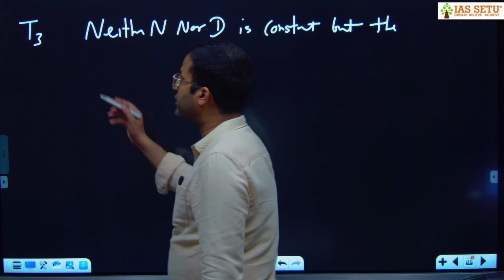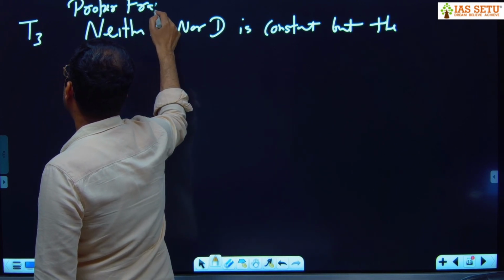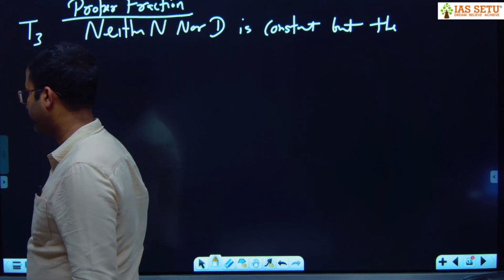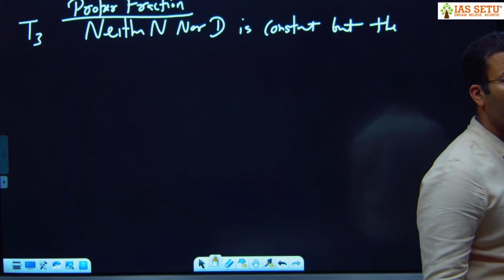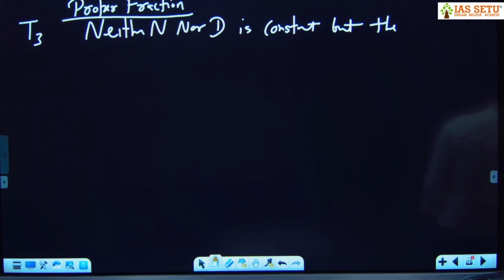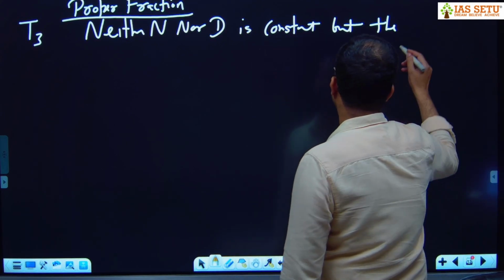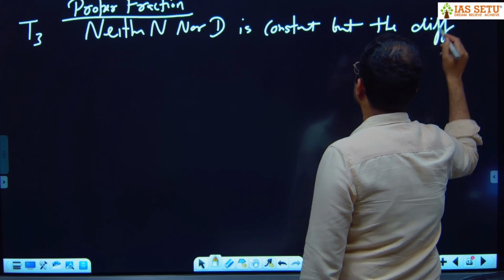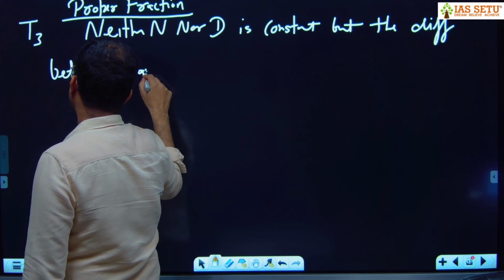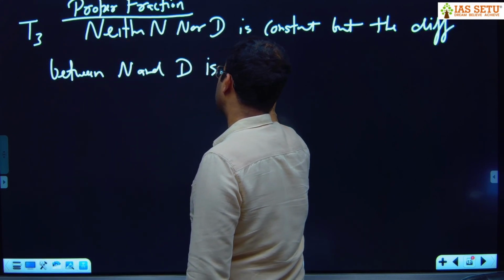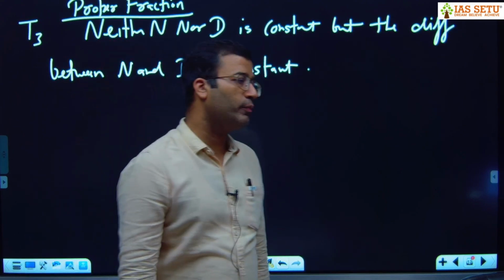Now here this type 3 is applicable for only proper fractions. Type 3 is applicable for proper fractions. And for improper fractions we have type 4. Here the difference comes in. What is type 3? Neither numerator nor denominator is constant, but the difference between numerator and denominator is constant.